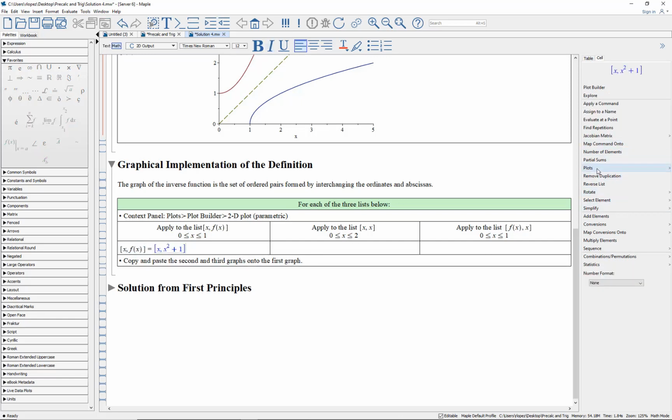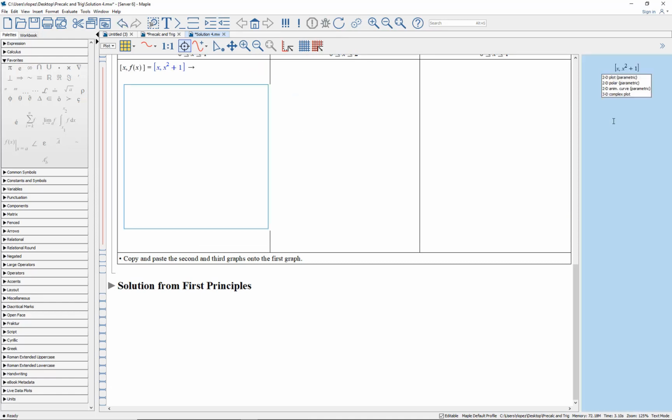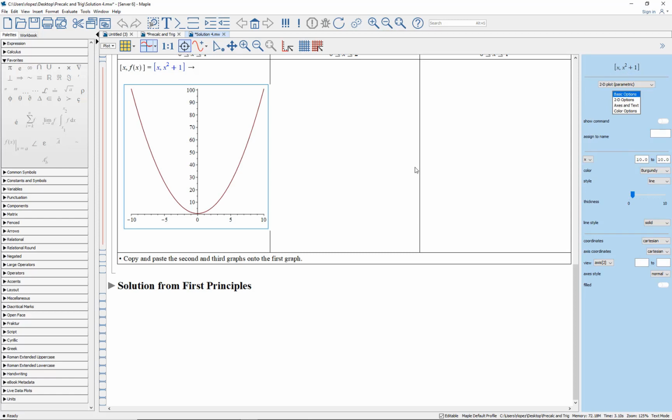We see in the context panel plots. We pick this tool called the plot builder. Plot builder comes up and gives us the option of drawing a 2D parametric plot. While it's drawn on a default minus 10 to 10, we would prefer this to be something like 0 to 1 or 2. Let's try 1.